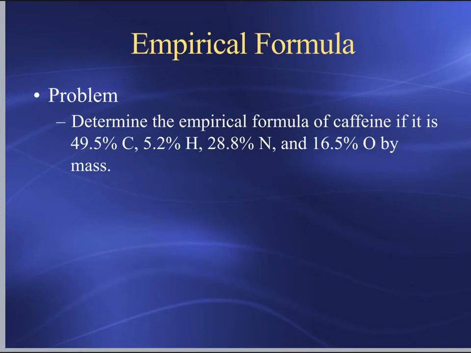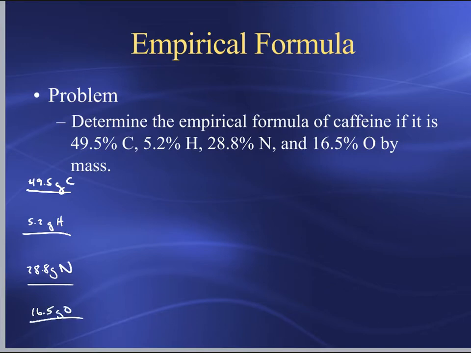So let's try this one together as an example. It says, determine the empirical formula of caffeine if it is 49.5% carbon, 5.2% hydrogen, 28.8% nitrogen, and 16.5% oxygen by mass. Step 1 is to assume that we have 100 grams of the compound and rewrite these as masses. 49.5 grams of carbon, 5.2 grams of hydrogen. We're going to divide by the molar masses in a moment, so that's why I'm writing the line right now. 28.8 grams of nitrogen and 16.5 grams of oxygen.